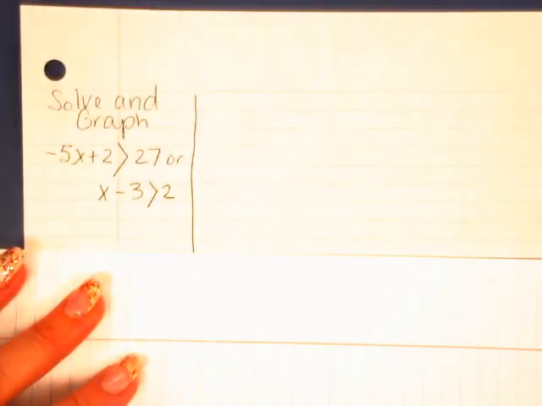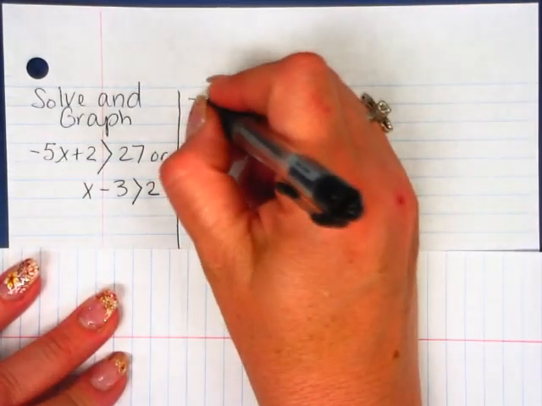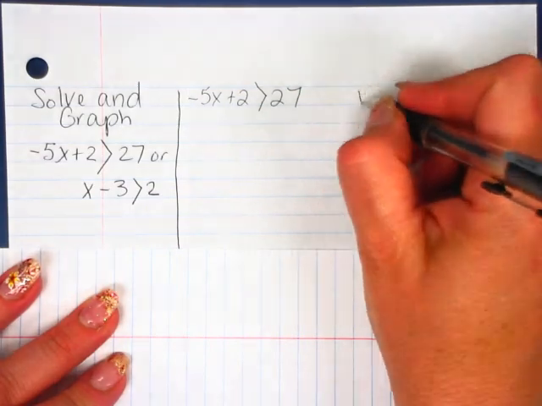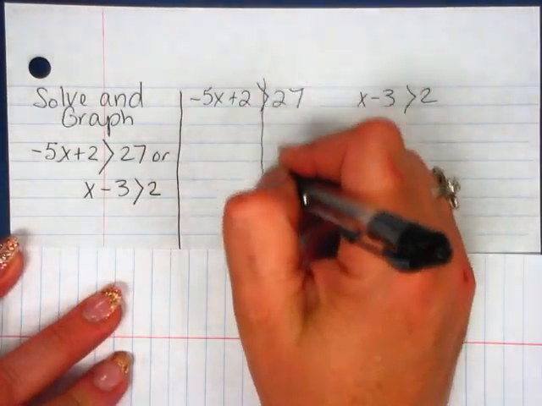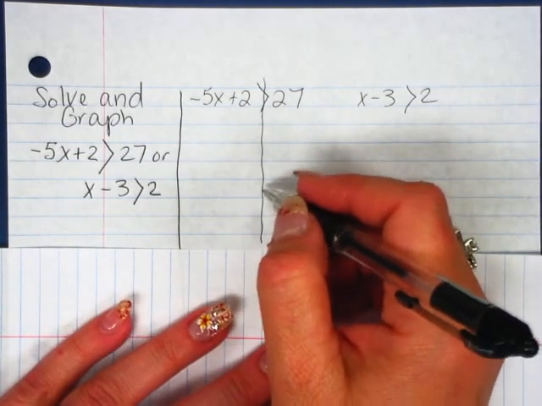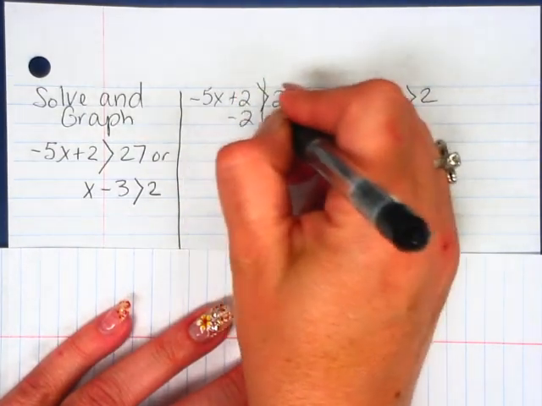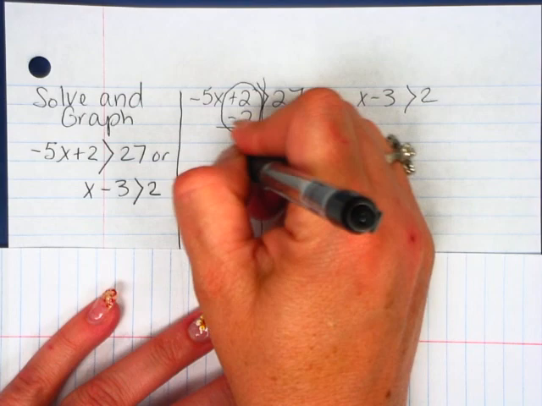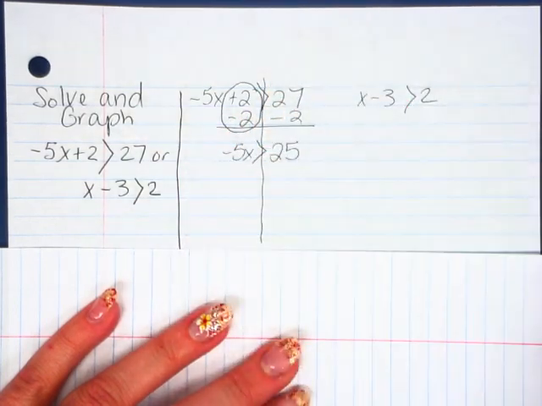Let's do another one. We'll do 2 more. Solve and graph. So again, we're going to rewrite the problems. Or x minus 3 is greater than 2. Now we're going to solve again. Opposite operations, it's plus 2. The opposite would be a minus 2. So do that on both sides. This gives us the 0. Negative 5x is greater than 25.